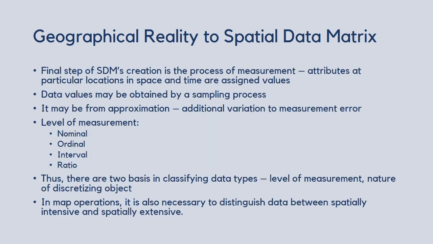So the final step of SDM's creation is the process of measurement by which attributes at particular locations in space and time are assigned values. So the data values may be obtained by a sampling process or by complete enumeration. For example, for the census, often they use the enumeration block. One way of thinking about the relationship between what is being measured and the recorded data value is that any data value is thought of as an approximation, subject only to measurement error, to some true value of the attribute at the particular space-time location.